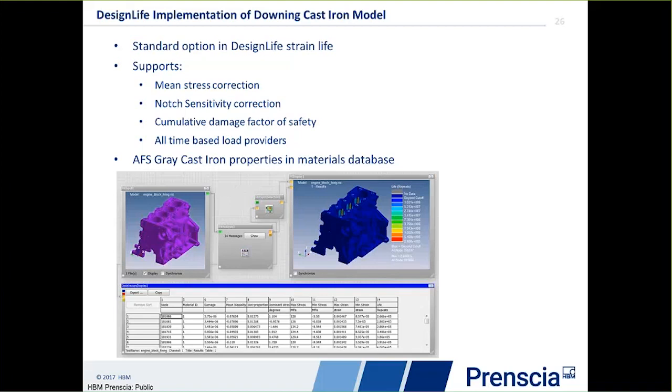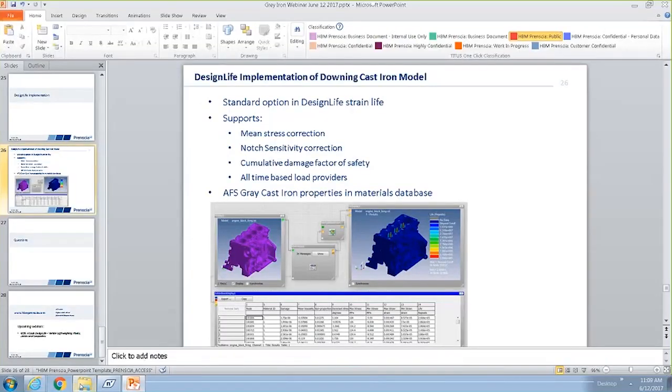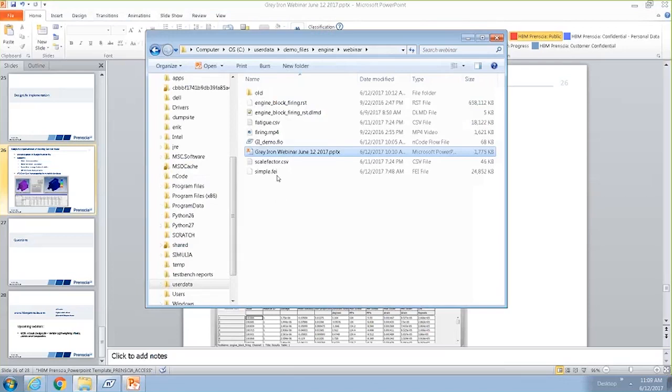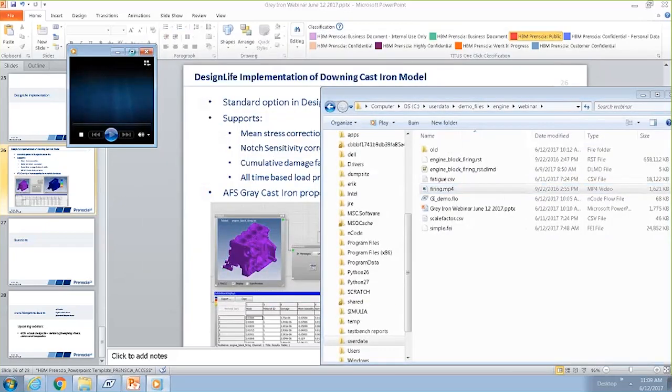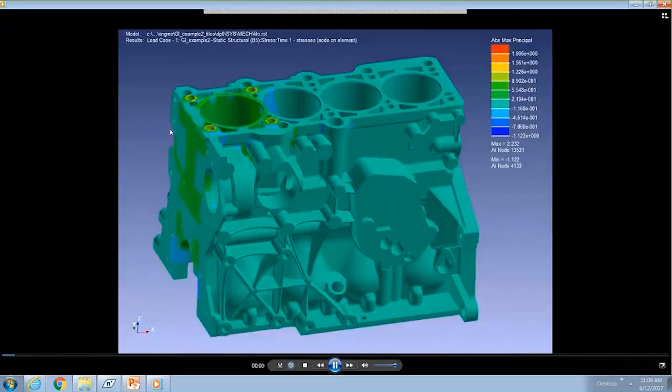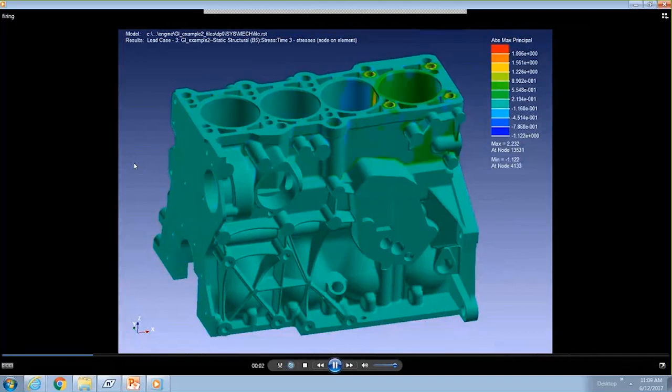Here, let me give you a tour. I'm going to look at a very simple model, which is a simplified four-cylinder engine, and what I have for that is a four-step loading, which is basically the firing cycles for the four cylinders. So what I'm going to be importing into the analysis is four steps out of my final solution that is the firing order for the engine.